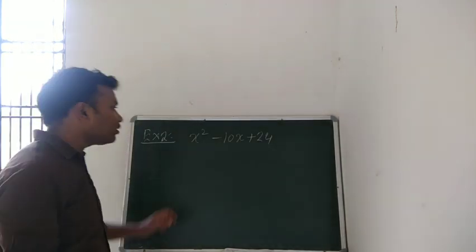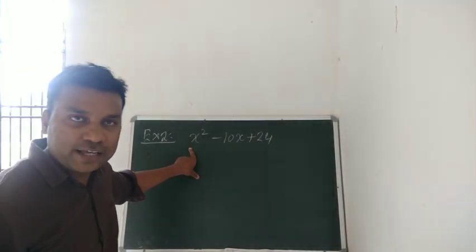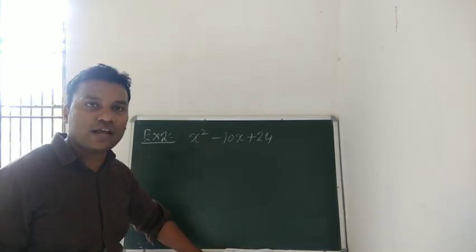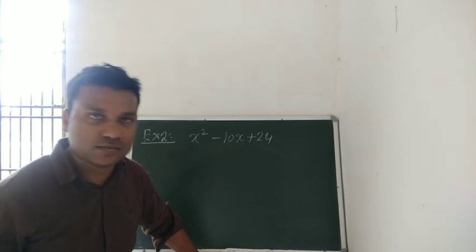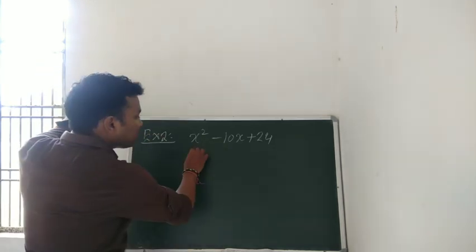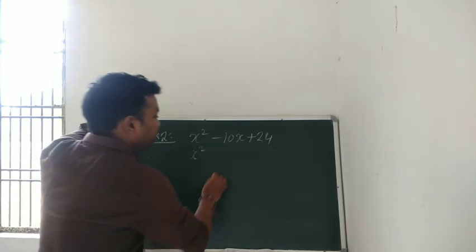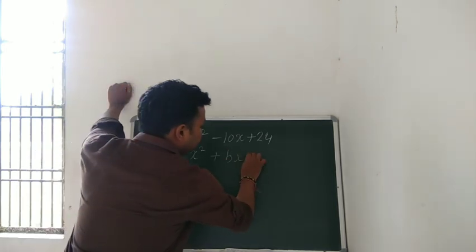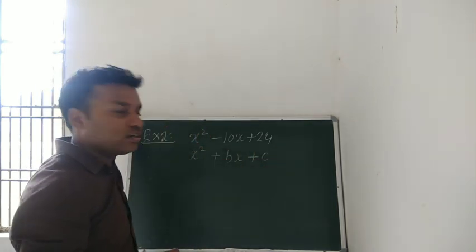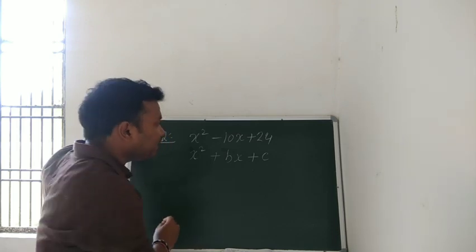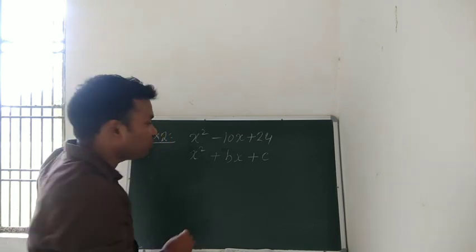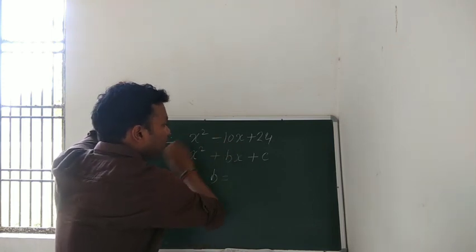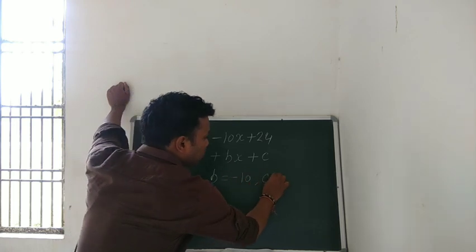Example number 2. Again we are given an algebraic expression, that is a trinomial expression, x square minus 10x plus 24, and we have to resolve this expression into factors. So again we will compare this trinomial expression with the standard trinomial expression x square plus bx plus c, and on comparing these two expressions, we will get the value of b, that is the coefficient of x in our expression, as minus 10, and the constant term as 24.